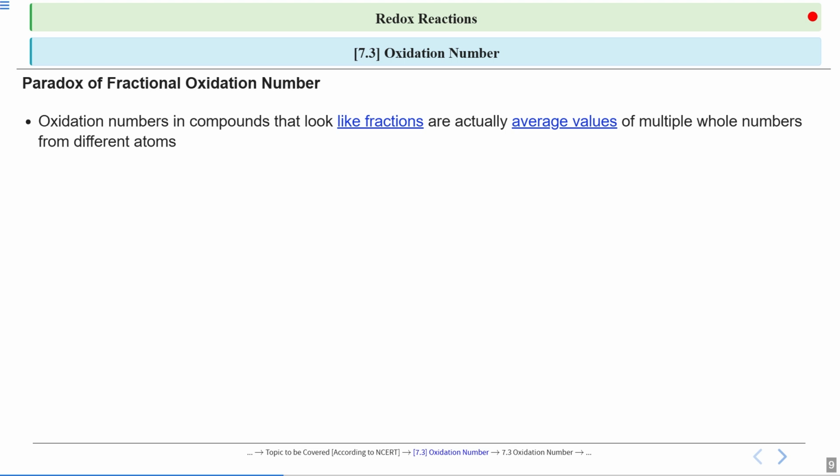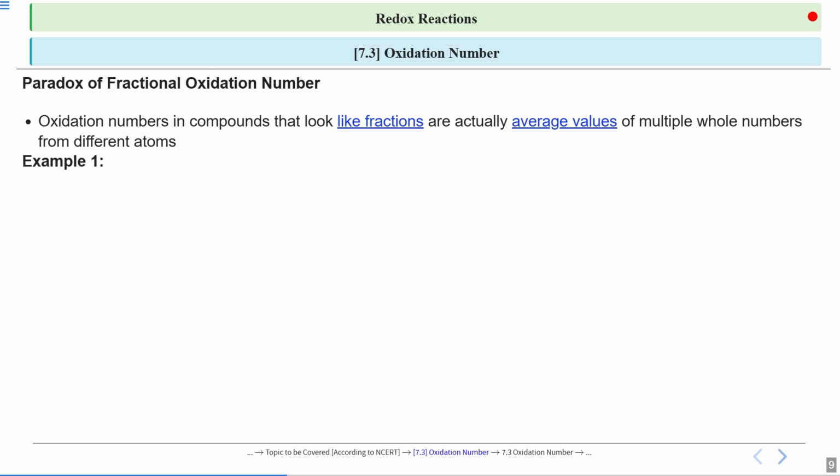The oxidation numbers in compounds that look like fractions are actually the average values of multiple whole numbers from different atoms. That means that particular fraction is not the typical oxidation number for that atom. How does it arise? It arises as the average value of multiple whole numbers from different atoms. We will understand this line with the help of different examples that we are going to study.